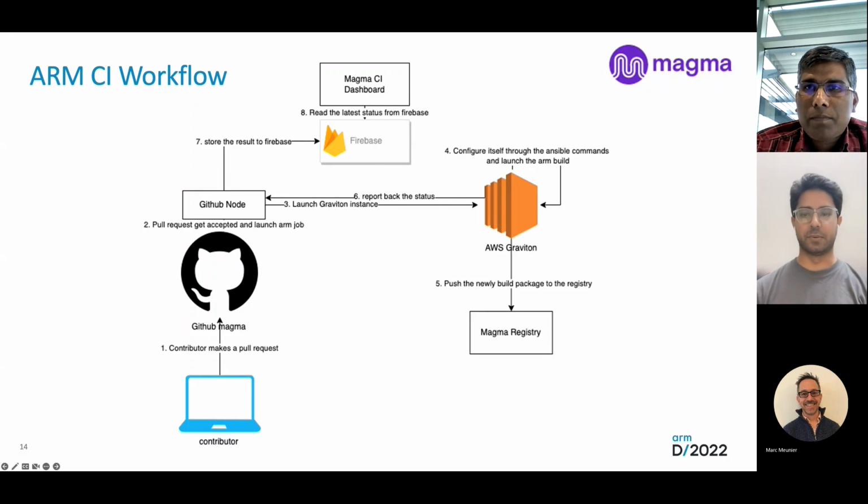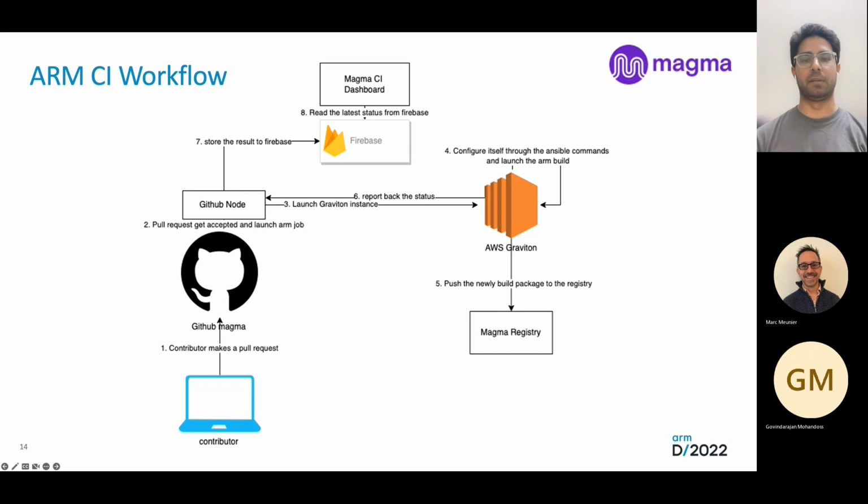Thanks, Govind. So let me start by giving some DevOps updates that we have done for enabling ARM. When we started working on ARM enablement for Magma, our first goal was to bring Magma's access gateway to the ARM platform. At that time, we already had a containerized access gateway running for the x86 platform. So we started working with that.